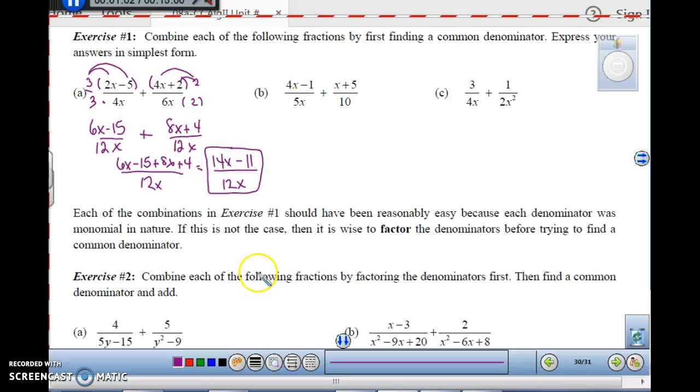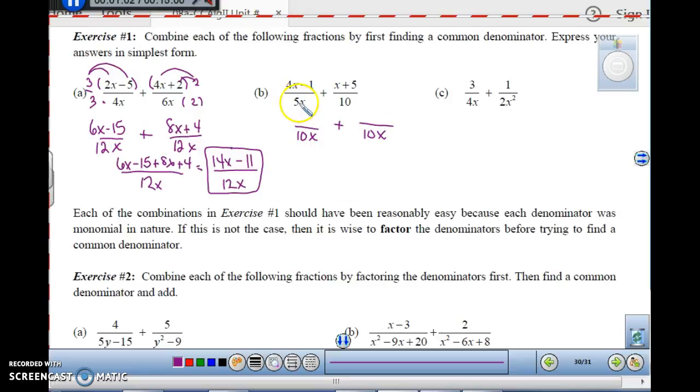Okay, let's try the next one. (4x minus 1) over 5x plus (x plus 5) over 10. What's my common denominator going to be? Well, let's see if I can figure this out. Number-wise, it's going to be 10. Okay, but also there's an x in the denominator, so that means there's got to be an x in both denominators. So this has got to be 10x, and this has got to be 10x.